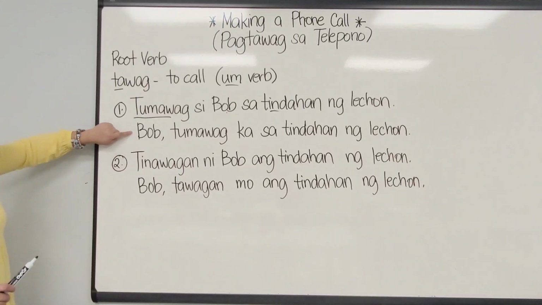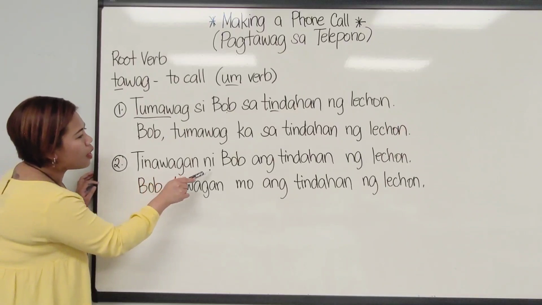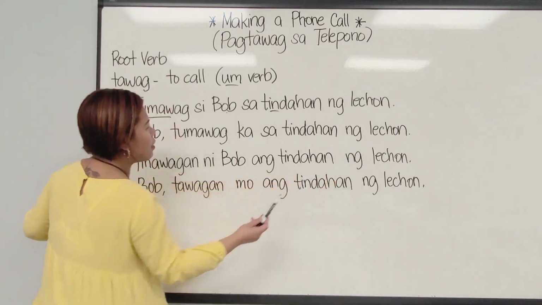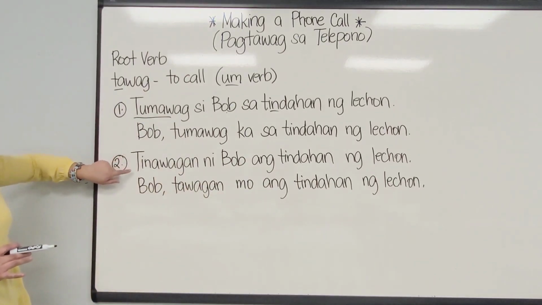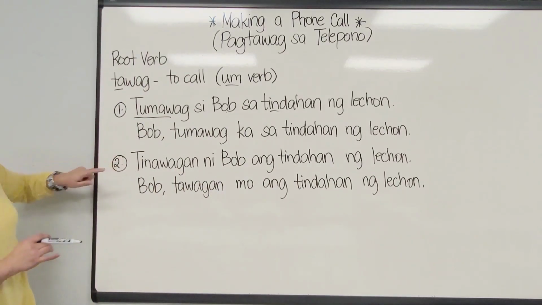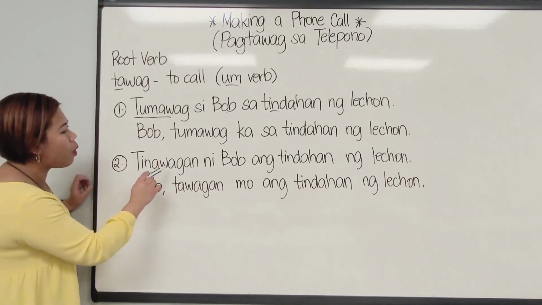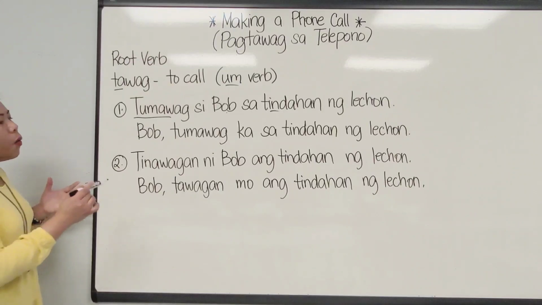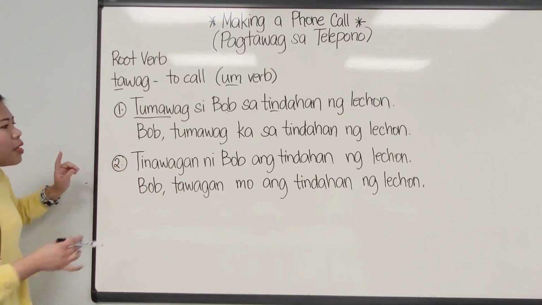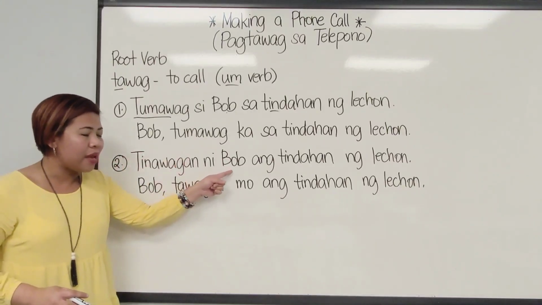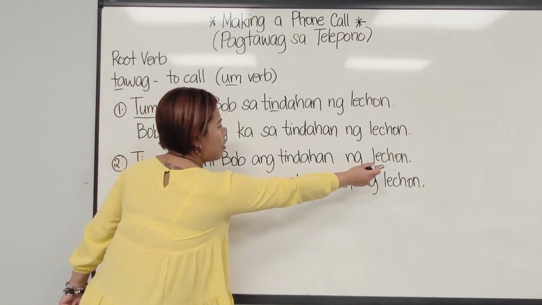Do not look at the second one yet. Let's go to number 2. Look at this one. Tinawagan ni Bob ang tindahan ng lechon. The rest is the same, but look at the verb. Instead of tumawag, it changed to tinawagan. Now what happened here? Why did we change the conjugation? This one is also in the past tense. However, in this sentence, Bob is no longer the focus of the sentence, but the store, the lechon store.